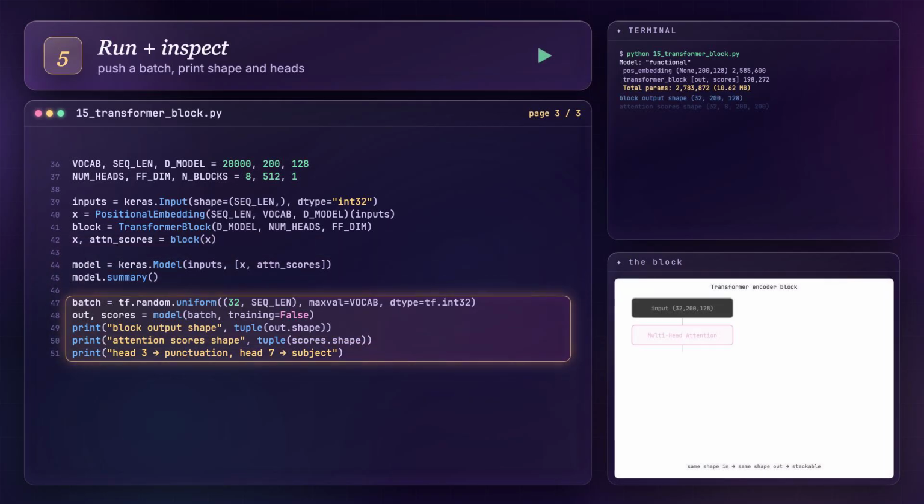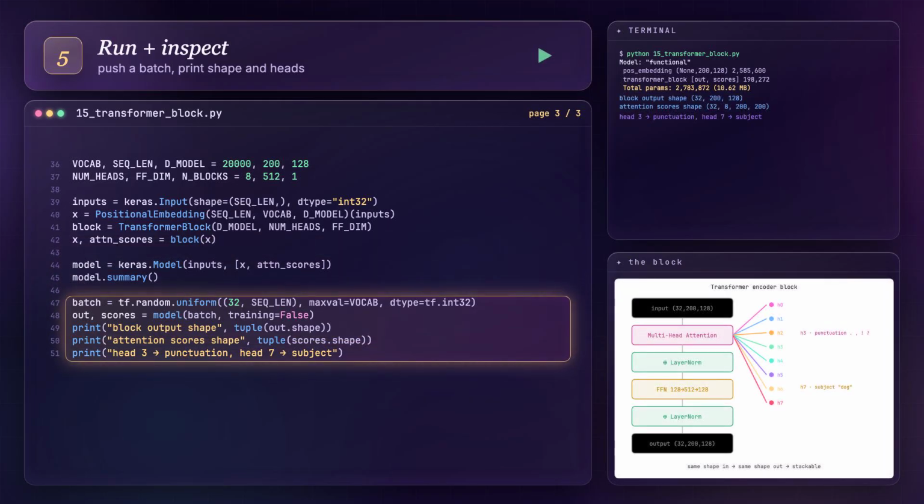Finally, a fake batch, 32 sentences, 200 tokens each, pushed through. Output shape comes back 32 by 200 by 128. Same shape in, same shape out, which is exactly why you can stack these. The summary reads about 2.8 million parameters, and notice almost all of that is the 20,000 word embedding table. The block itself is only about 198,000. And peeking at the scores, head 3 has latched onto punctuation, head 7 onto the subject. The specialization we talked about, live. That's the block.